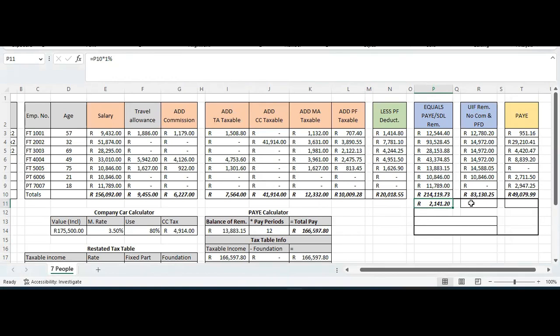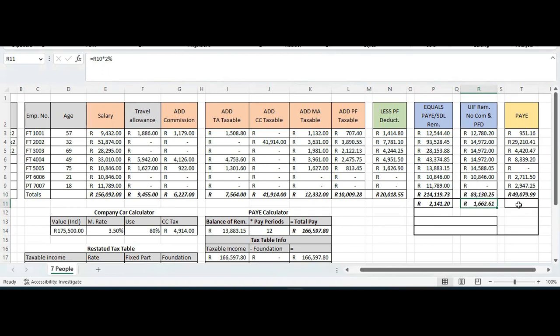The 83,000 must be the funding salary on which the UIF must be totaled. That it comes to 83,000. But now remember, both the company and the employee is paying 1%. So therefore, we need to multiply that with 2%. I've put that for you in the formula bar already. And then we get 1,600 and a couple rand more.